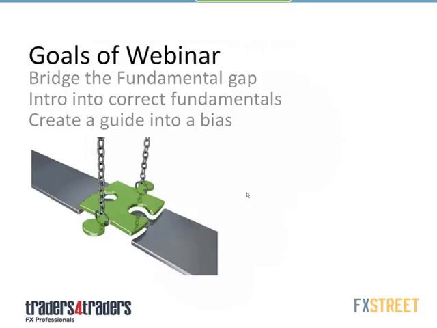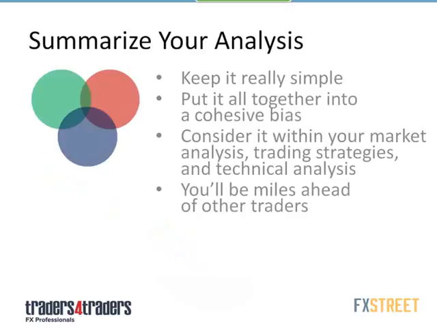To summarize your analysis, just keep it really, really simple. Put it all together in a cohesive plan, just simple bullet points, and then now you can extrapolate this data and consider it within your market analysis, your trading strategies, and your technical analysis. Okay, and that's when it starts to really come together, because you can see, like, oh, okay, well, here's the fundamental outlook. Here's a technical outlook that goes in the same direction. And jump into the trade. Okay, and you'll just be amazed.